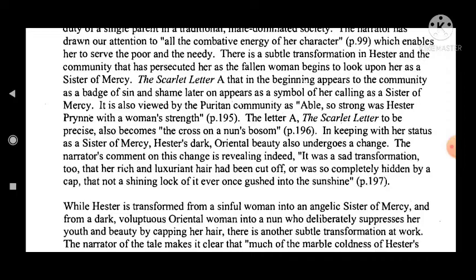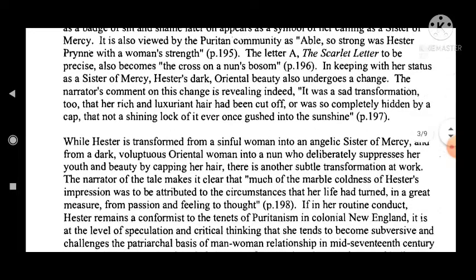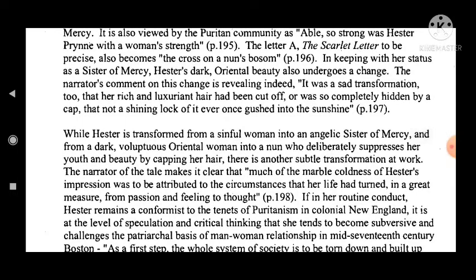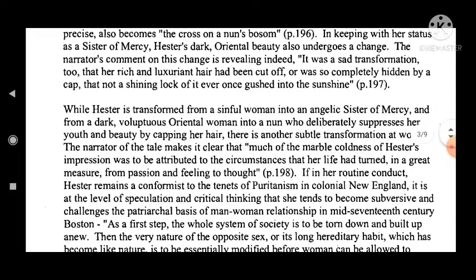In keeping with her status as a sister of mercy, Hester's dark oriental beauty also undergoes a change. The narrator's comment on this change is revealing indeed. "It was a sad transformation too, that her rich and luxuriant hair had been cut off or was so completely hidden by a cap that not a shining lock of it ever once gushed into the sunshine."